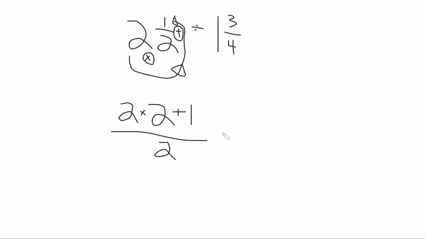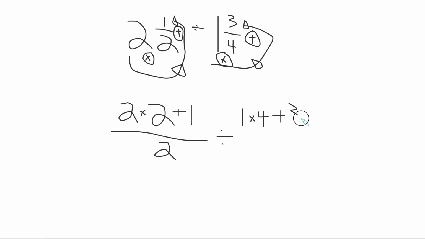Okay, bring down the division. Same thing here. 1 times 4 plus 3. And the arrow comes all the way around here. All right, we're going to actually hit there and then there. So 1 times 4 plus 3, all over the same denominator 4.